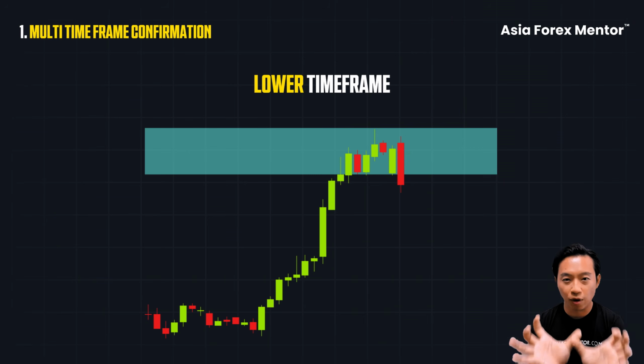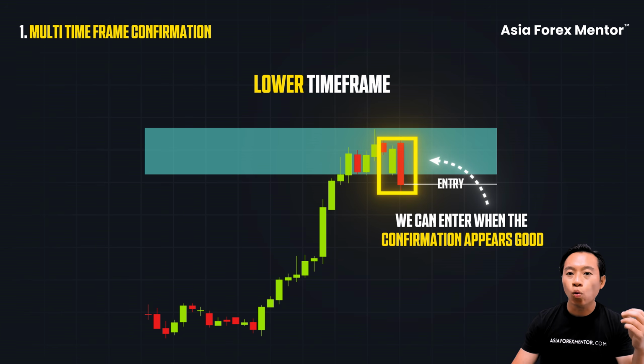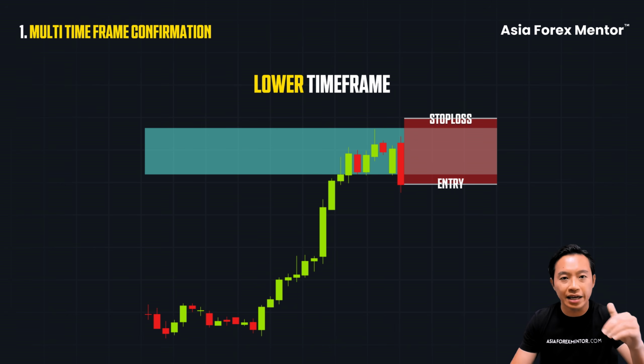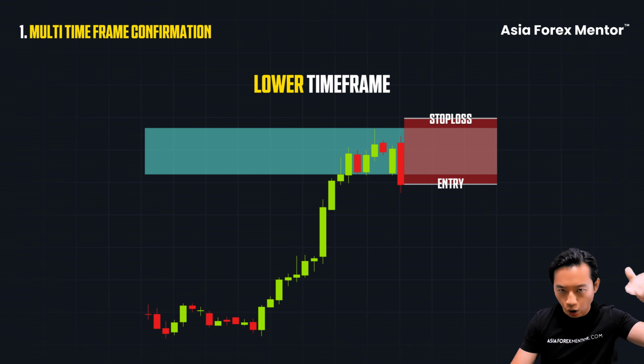All right, so now from here, execution becomes simple, right? We can enter when the confirmation appears good. Then what? You place your stop loss where? Just beyond the order block. That's the key, right? The order block zone can be tested again. So that's why we've got to place our stop loss beyond the order block.